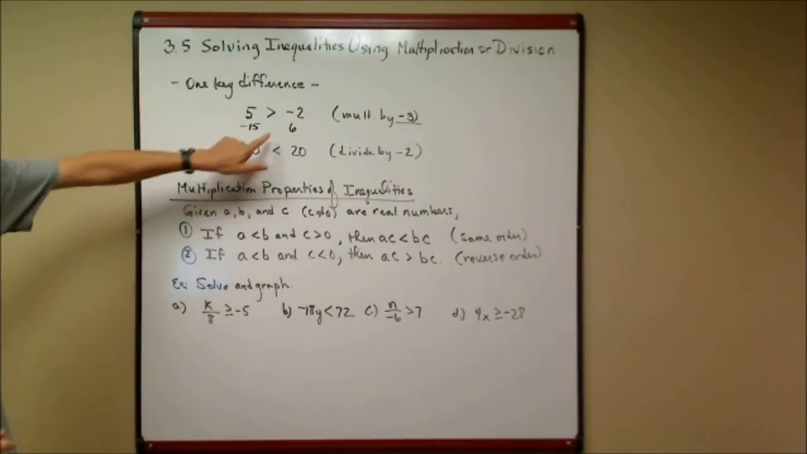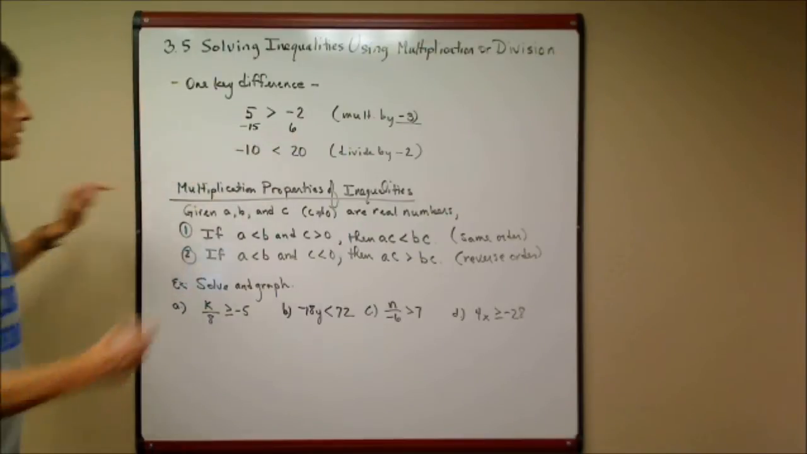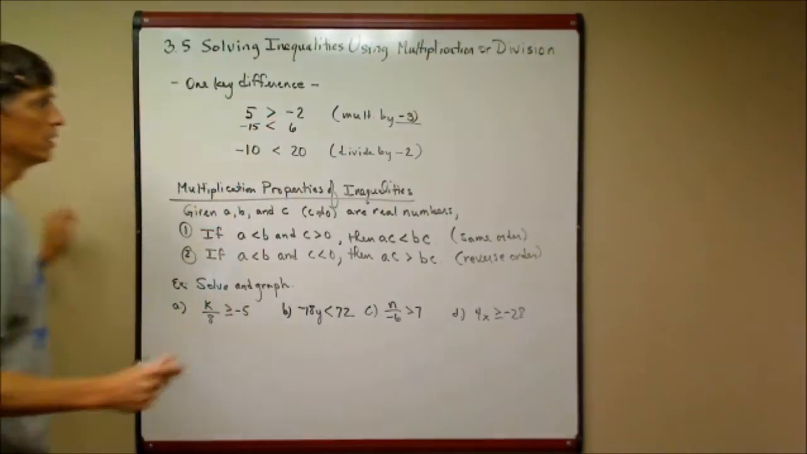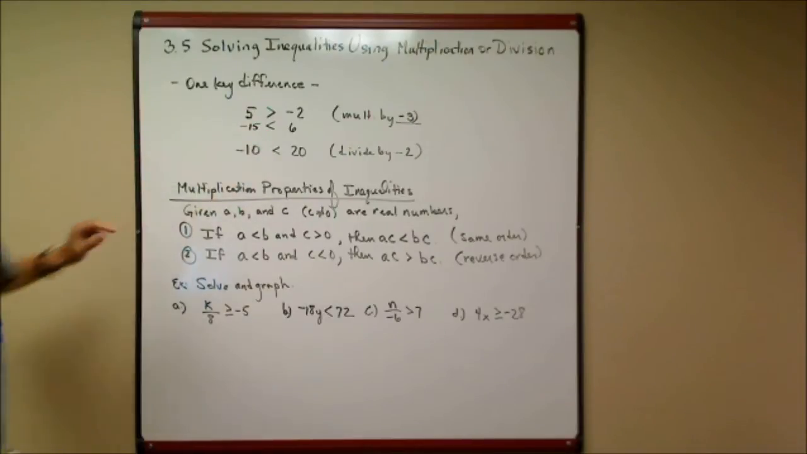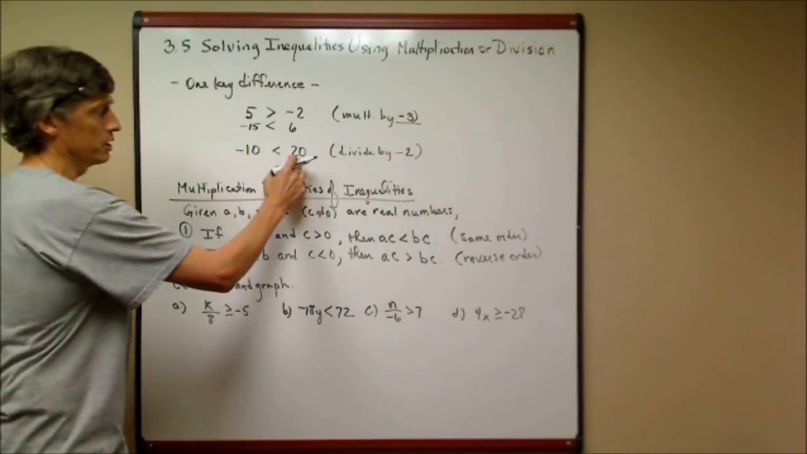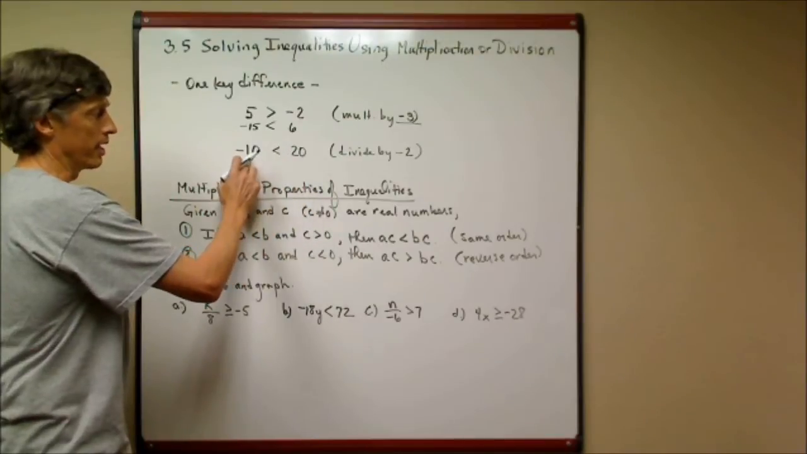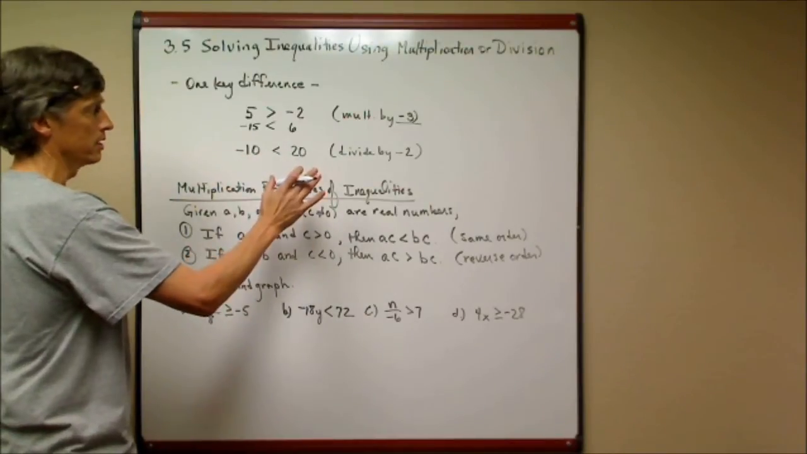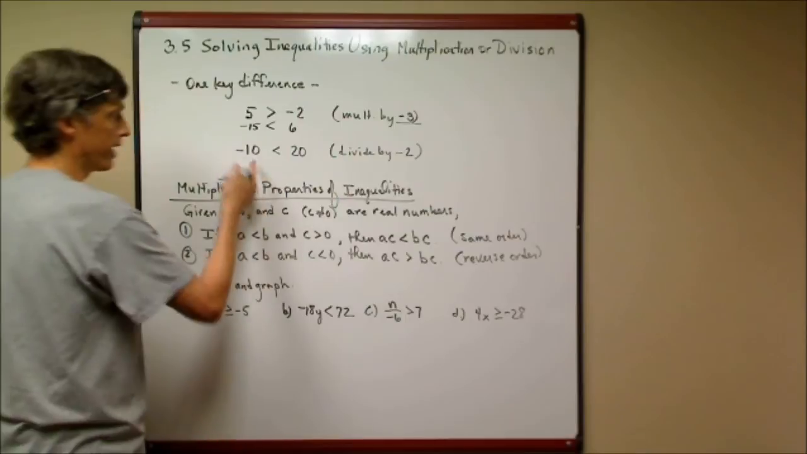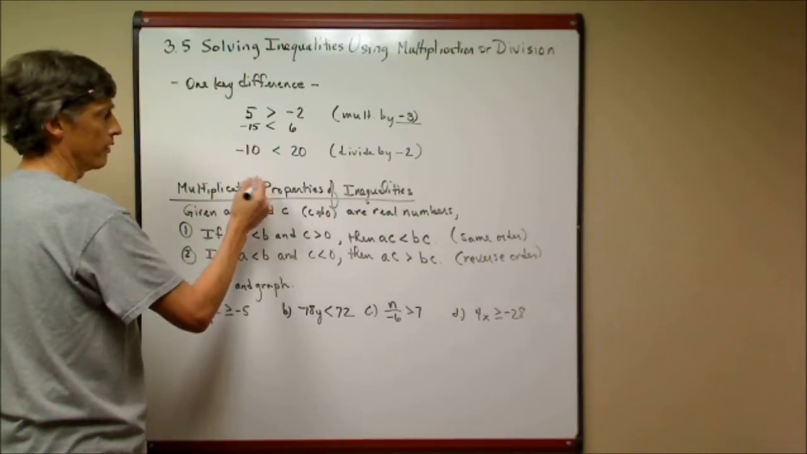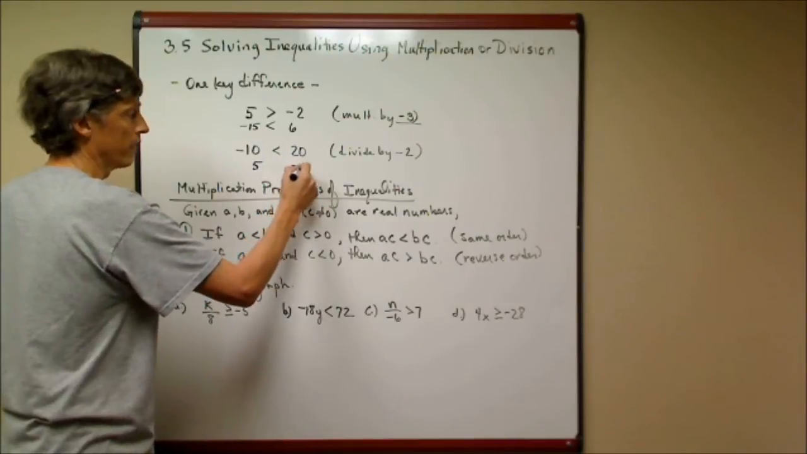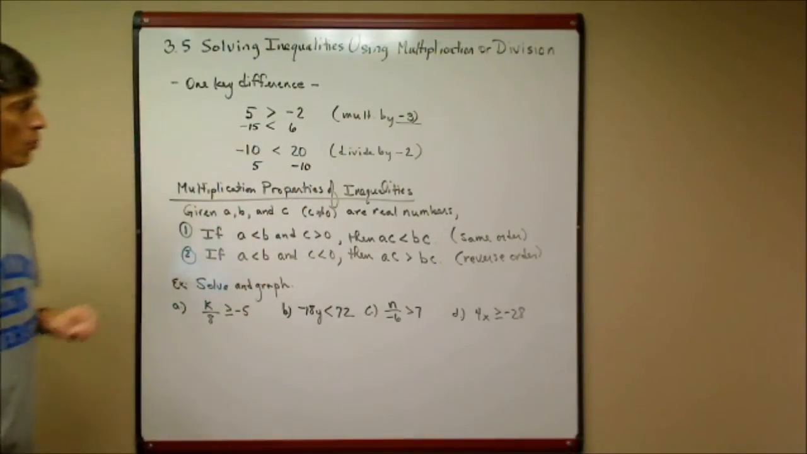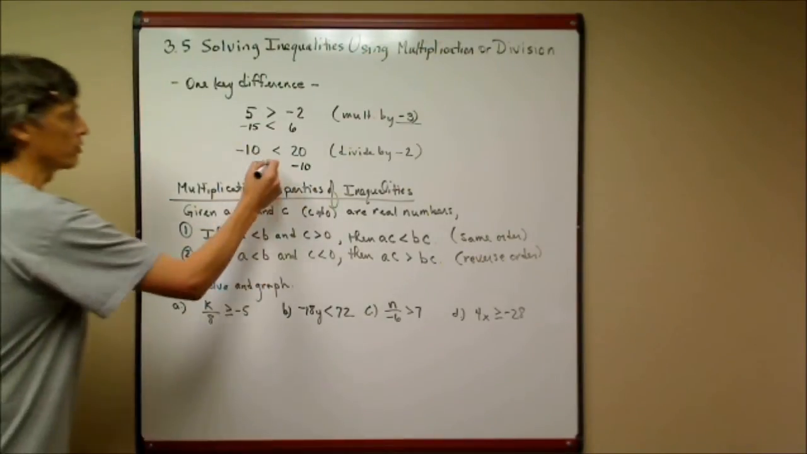Do you see that it's not going to be a greater than anymore? Negative 15 is not greater than 6. This switches. The sign flips. We call it reversing the order. Okay? Look down here. Negative 10 is less than 20. That makes sense. If I divide both sides by negative 2, negative 10 divided by negative 2 is positive 5. 20 divided by negative 2 is negative 10. You see, the less than doesn't work anymore. It becomes a greater than.